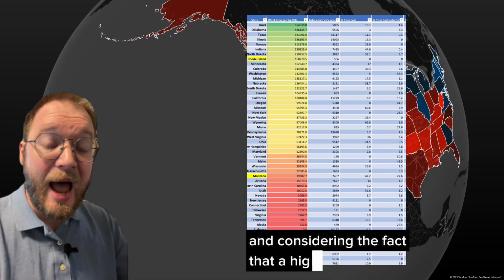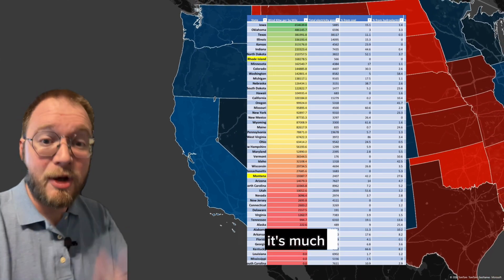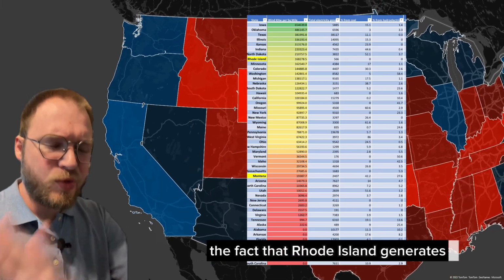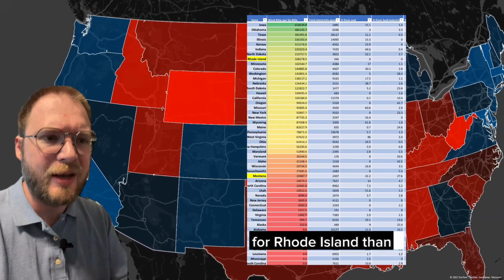And considering the fact that a higher percentage of Rhode Island's land is dedicated to things like cities, and as a result, it's much harder to put windmills in Rhode Island than it is in Montana, the fact that Rhode Island generates way more wind energy per square mile means it's a bigger focus for Rhode Island than it is for Montana.